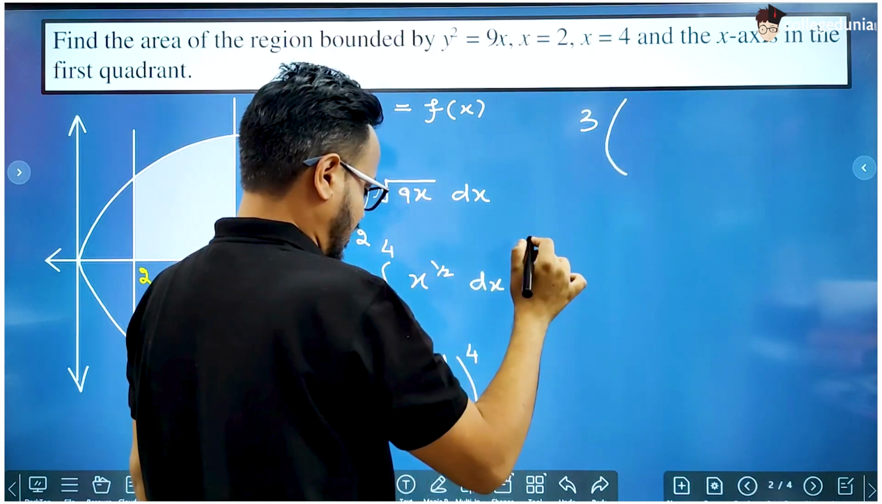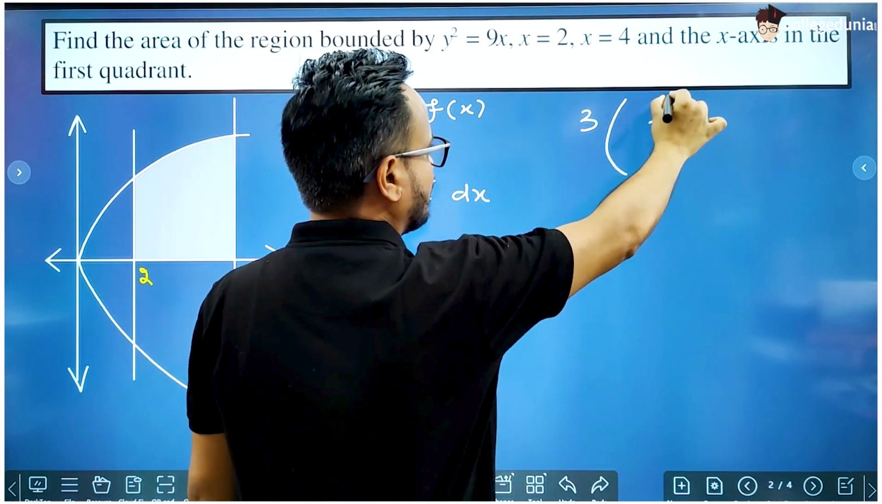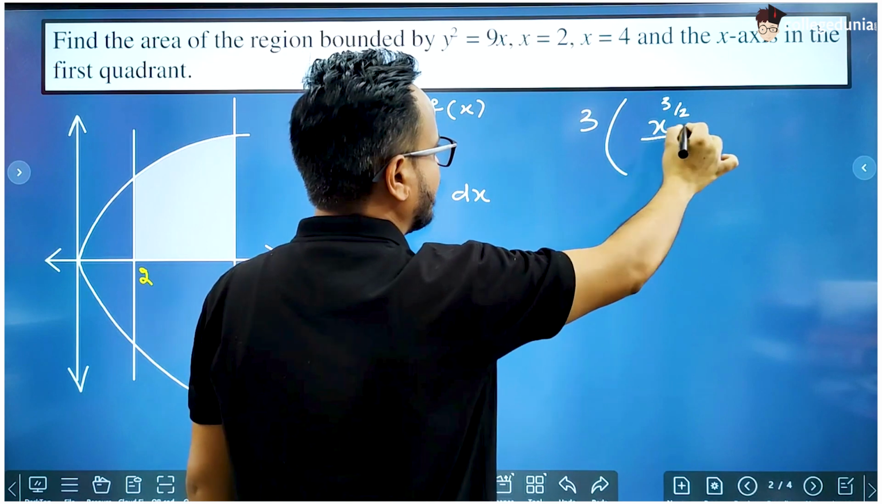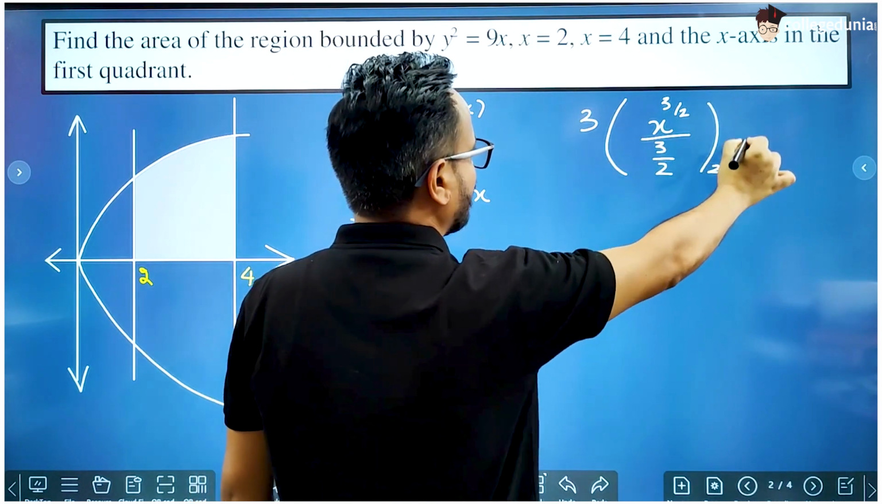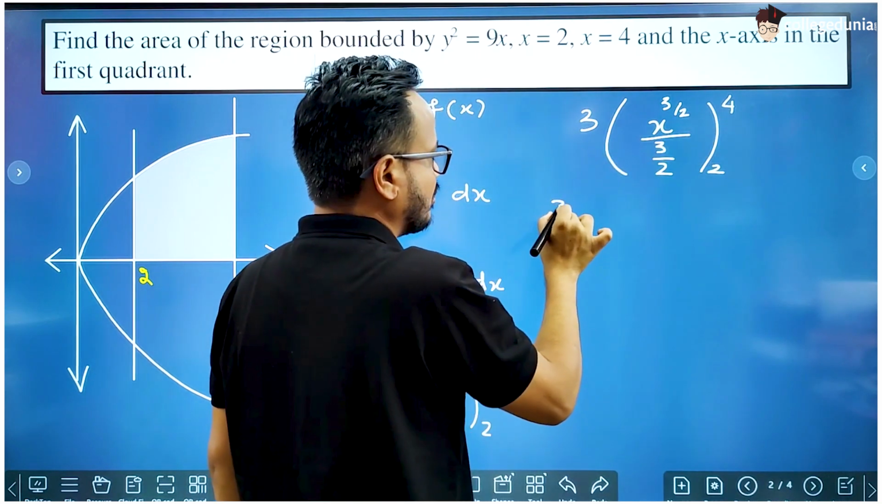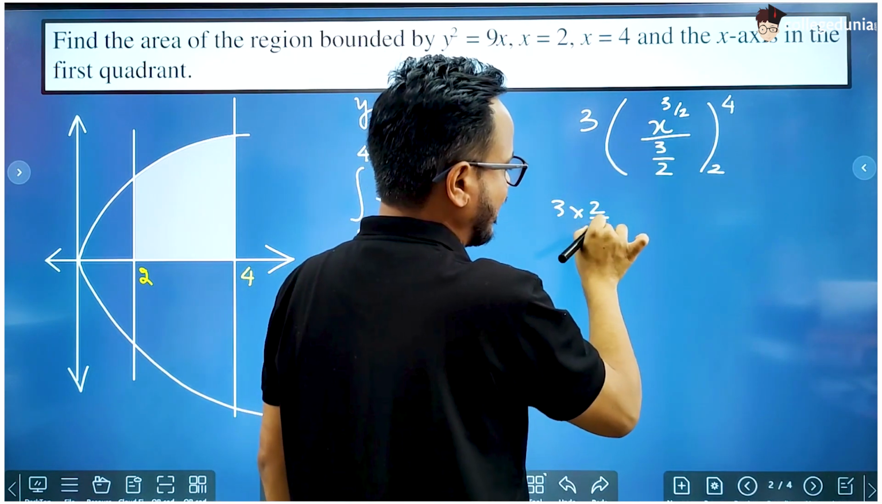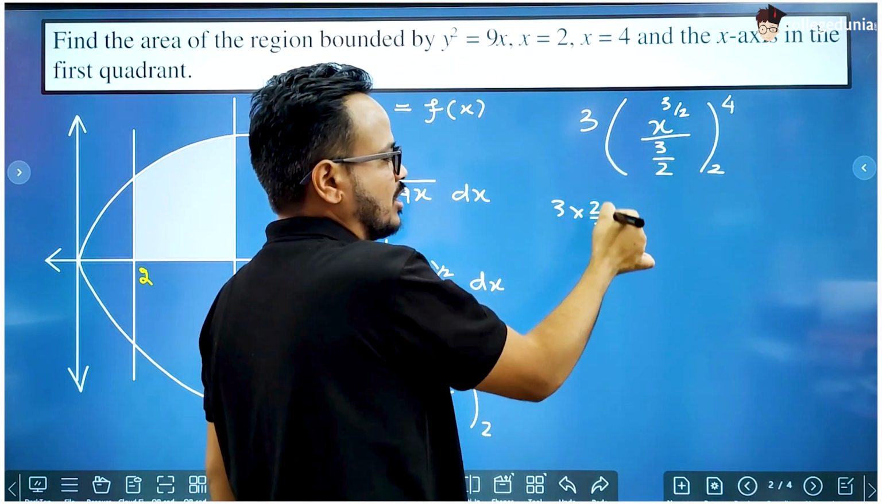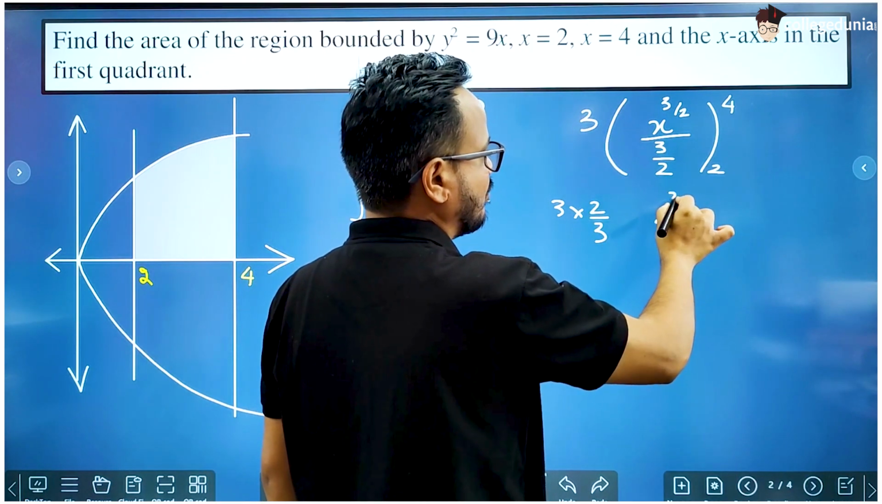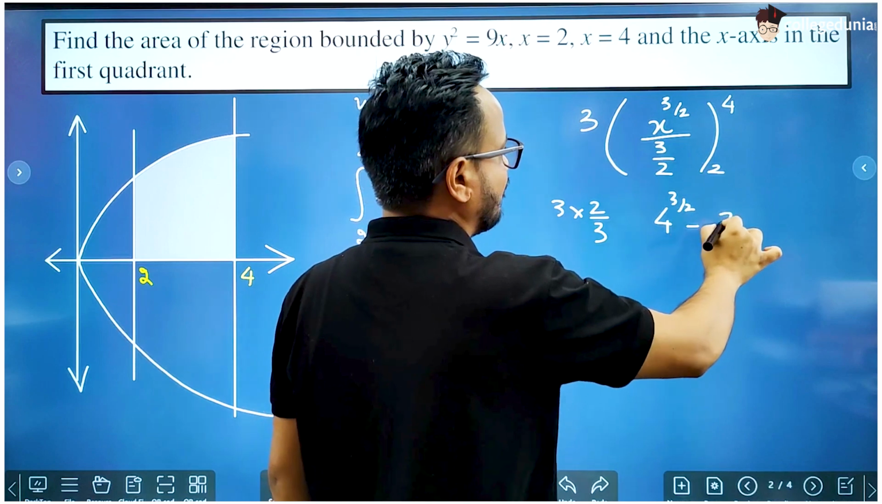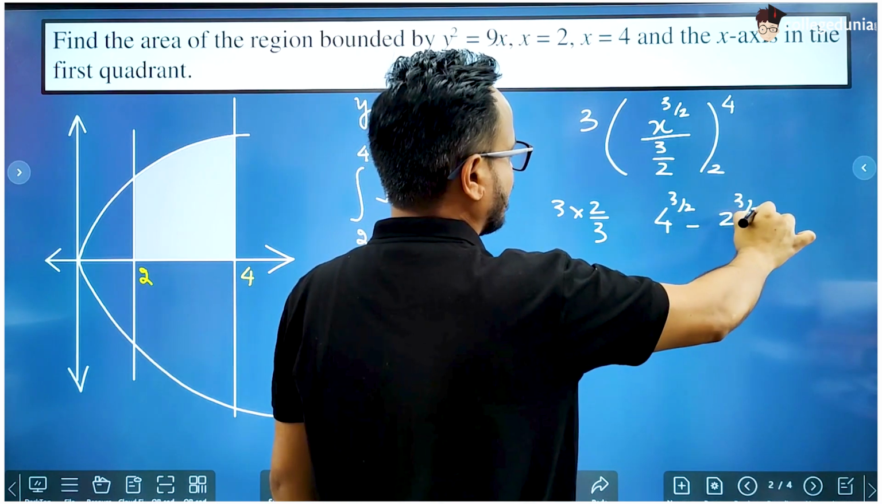Okay, I'll write one more step. So this is x to the power 3 by 2 upon 3 by 2, whole limit 2 to 4. Now 3 into 2 by 3, because when it comes to the numerator it becomes 2 by 3, and in place of x first we will put the upper limit, then we will put the lower limit.